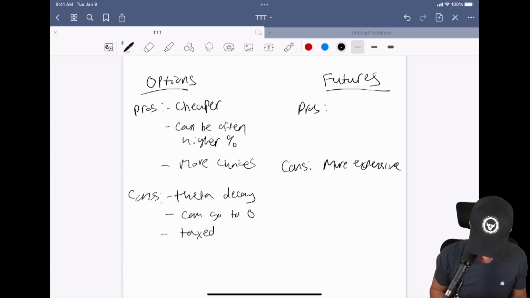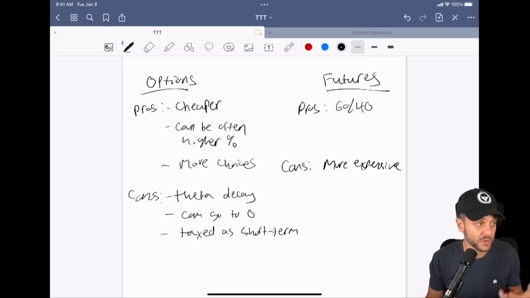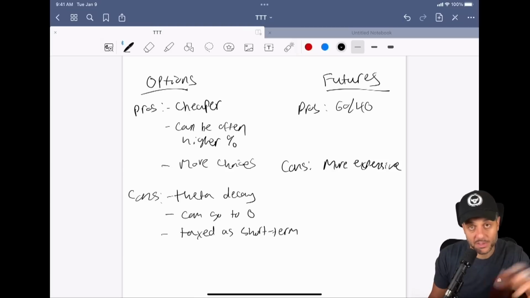Taxed as short term, right? We'll learn this about futures, is that one of the pros is it takes advantage of what's called a 60-40 split. 60% of it is taxed as long-term, and only 40% of it is taxed as short-term capital gains. So the long-term capital gains rate's usually somewhere in the range of half of what the short-term capital gains is.